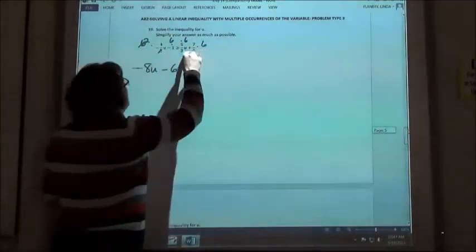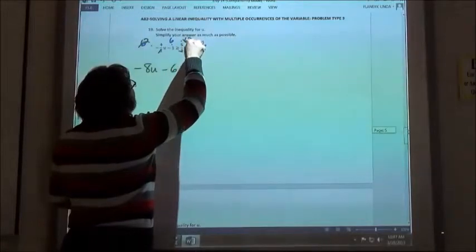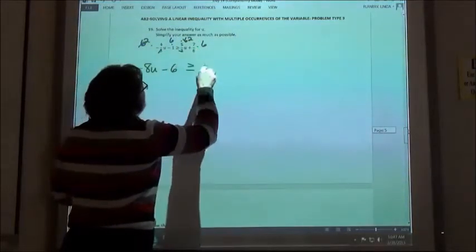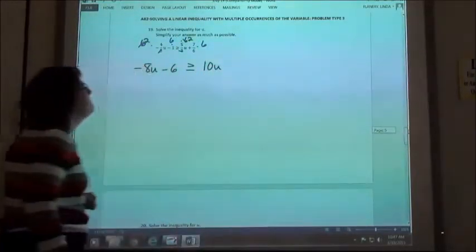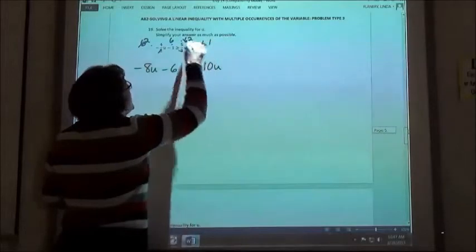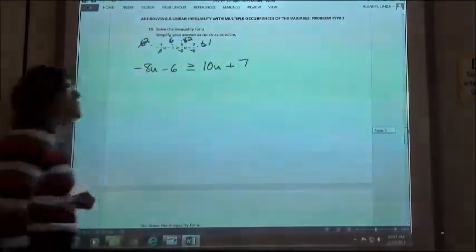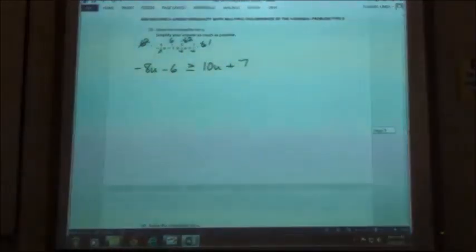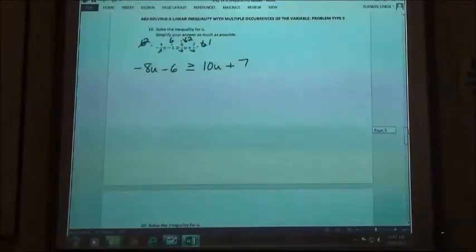Then we're going to cancel over here. 3 went into 6 2 times. 2 times 5u would be 10u. And then on the end, 6 goes into 6 once. 1 times 7 is 7. So if I want to solve that for you, what should I do?